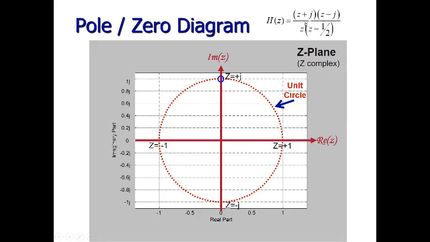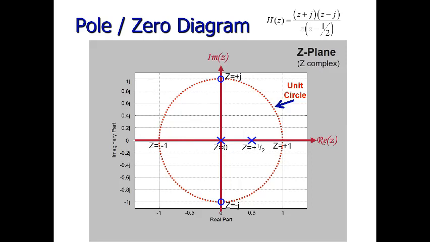For our particular system, I have a zero at z equals +j, so I'll literally draw a 0 at that position. I have a zero at z equals -j, so I'll draw a 0 there. We have two poles, one at z equals 0, one at z equals +1/2. For poles, I'll use x's to indicate those on the diagram. So I'll have one at z equals +1/2 and one at z equals 0. And here's a pole-zero diagram of my system.